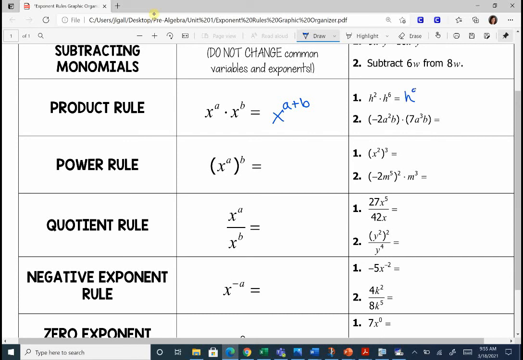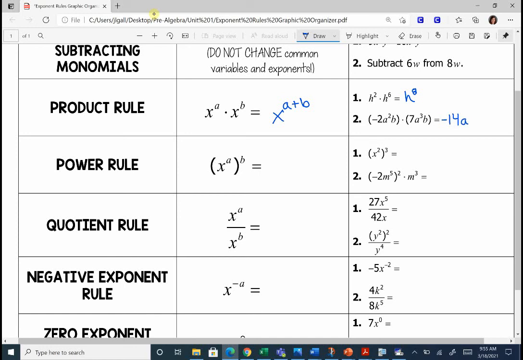Because we're going to add those exponents. Now the second one, it brings in some of those coefficients we talked about. What's going to happen with the negative 2 and the 7? We multiply those. So we have negative 14. And then we have a to the 5th.